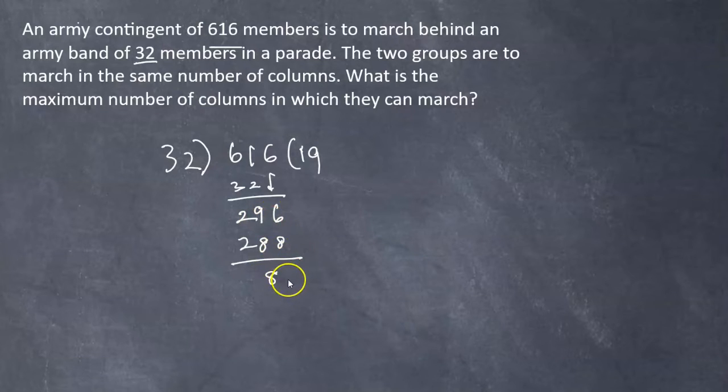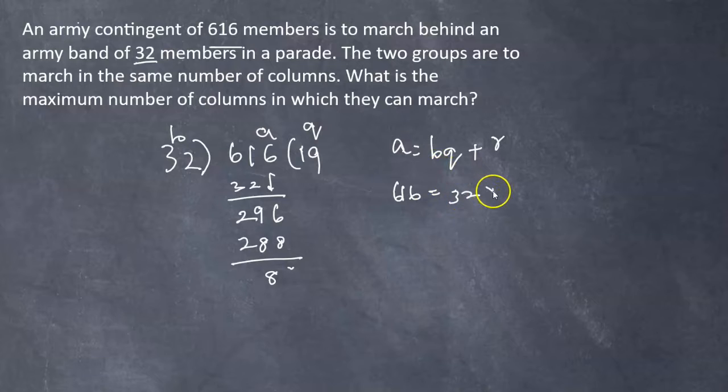Since r is not equal to 0, we have to do this again. Before that, a equals bq plus r. Substitute the values. So a equals bq plus r. What is the value of a? 616 equals b is 32 into q is 19 plus r is 8.